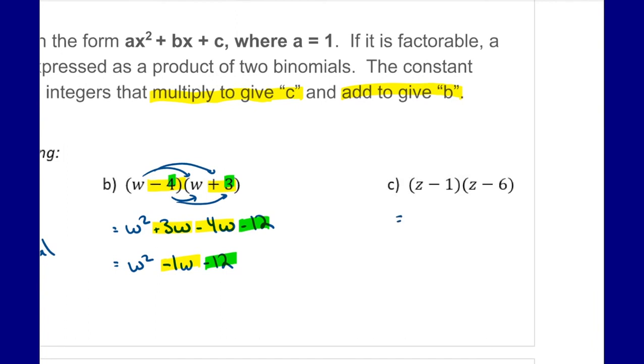And lastly, another example. Z times Z is Z squared. Z times negative 6 is negative 6Z. Negative 1 times Z is negative 1Z. Negative 1 times negative 6 is positive 6.